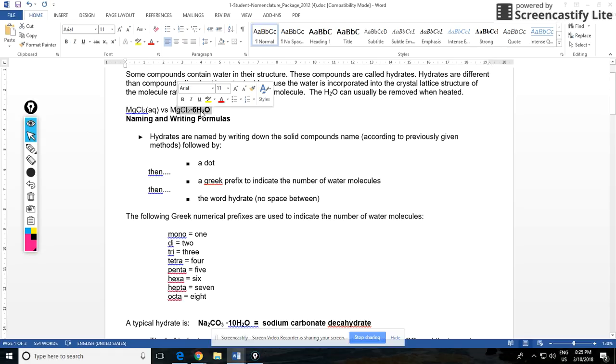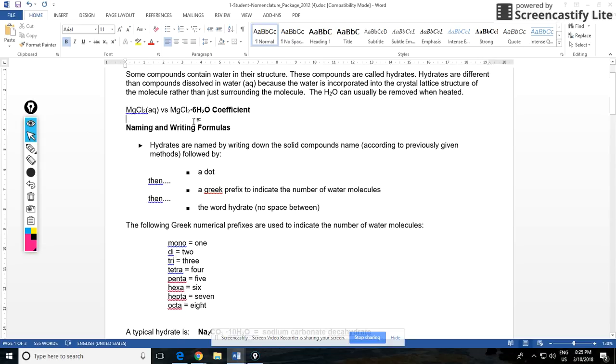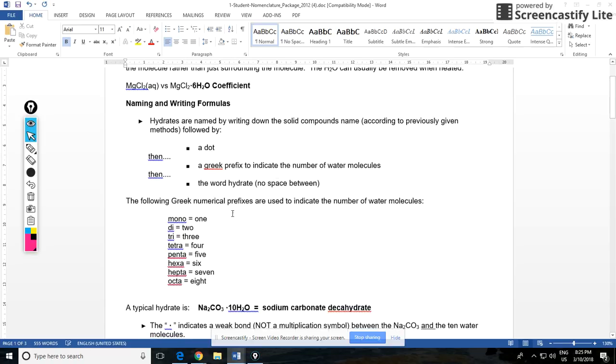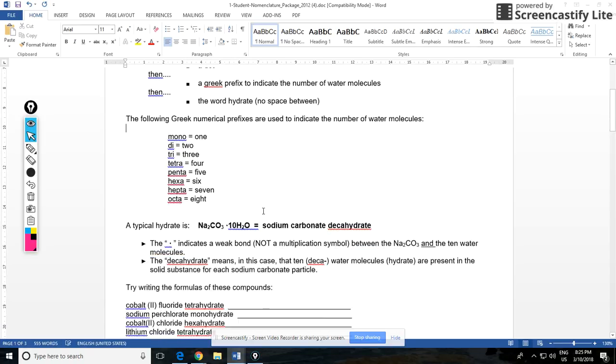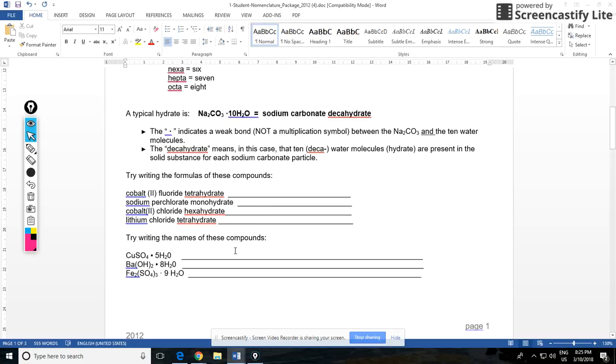So this is called a hydrate, and the big number in front of the water, that's called a coefficient, and that basically just tells you how many water molecules are incorporated into that structure. So to name these types of compounds, you will have to remember the Greek prefixes. Essentially, when naming these compounds, what you do is you simply start off by naming the ionic compound. So we'll do that first.